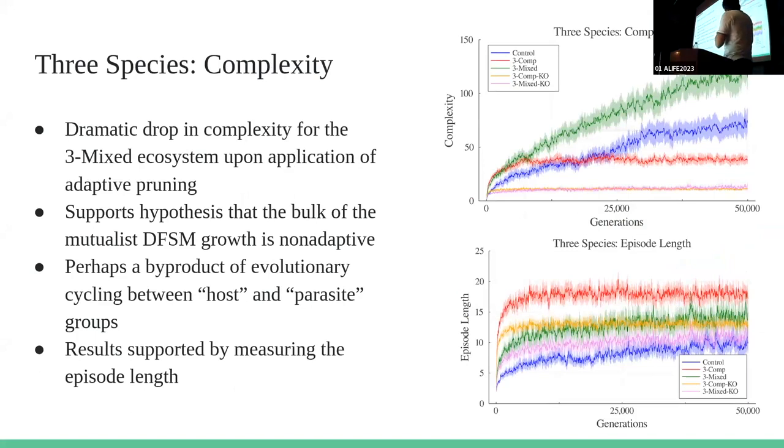In the three species complexity group, what was hypothesized to be the open-ended group, the three species mixed, the green line at the top graph, once we apply adaptive pruning, it drops way down to the pink line, so almost flatlined with roughly equal complexity as the competitive group. So this gives evidence of non-adaptive bloat in the organism. And that's supported if we look at the episode lengths.